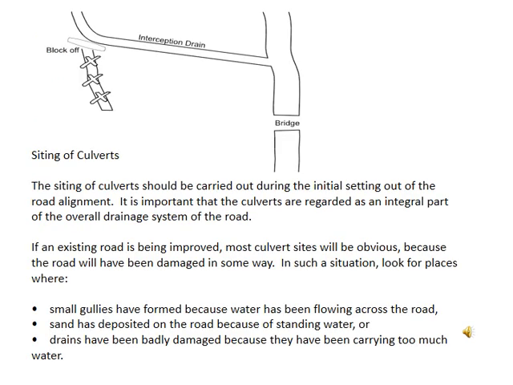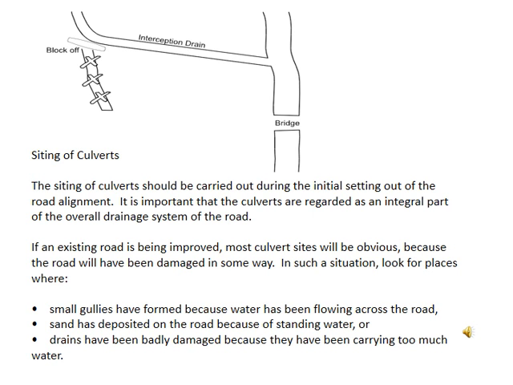This is the siting of the culvert. So we also block off the intersection drain and the bridge construction. The siting of the culvert should be set out during the initial setting out of the road alignment. It is important that the culverts are regarded as an integrated part of the overall drainage system of the road.